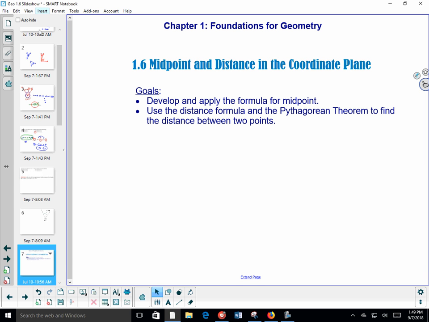Okay, so we are looking at section 1.6, midpoint and distance in the coordinate plane. Your goals for this lesson are to develop and apply the formula for midpoint, and use the distance formula and the Pythagorean theorem to find the distance between 2 points. All right, and so those are our goals.